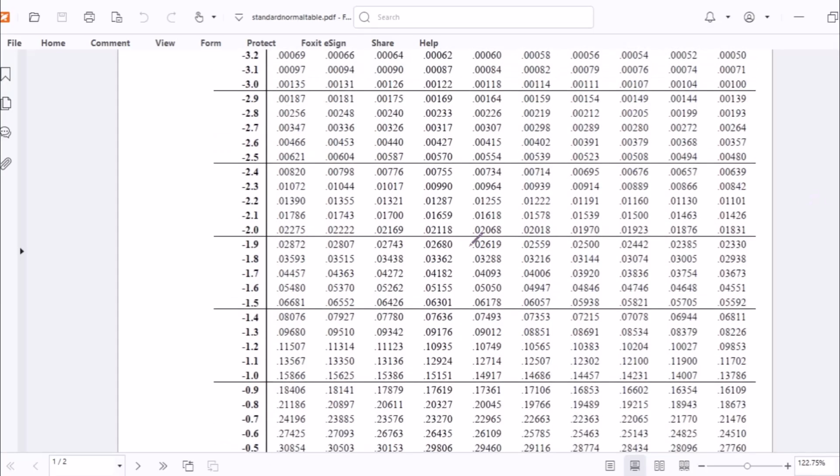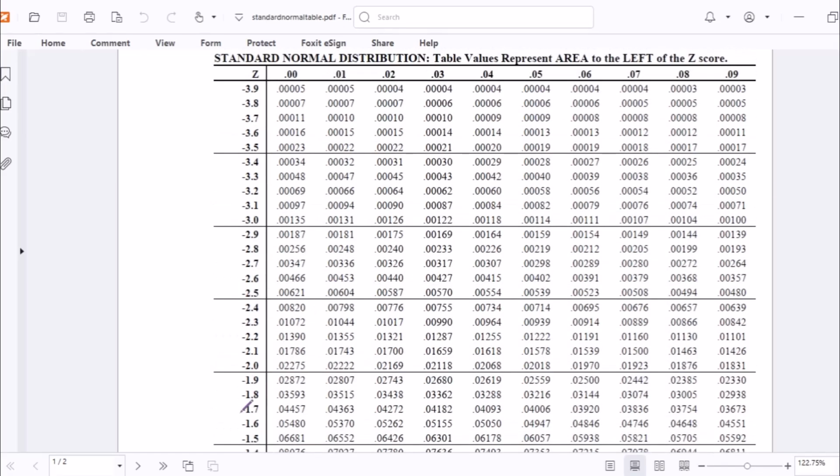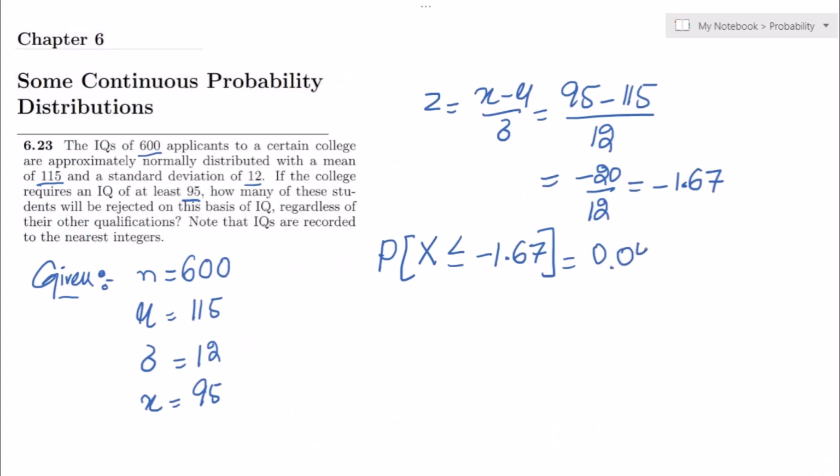So minus 1.6 is here. Okay, this is the row of minus 1.6, and the column of it is this, 67. So this is the value for this one. So minus 1.66 this, and minus 1.67 is here, 0.0474. 0.0474, and that is what? That is the probability that x is less than or equal to minus 1.67. So this is the probability that the IQ lower than 95 will be this one.